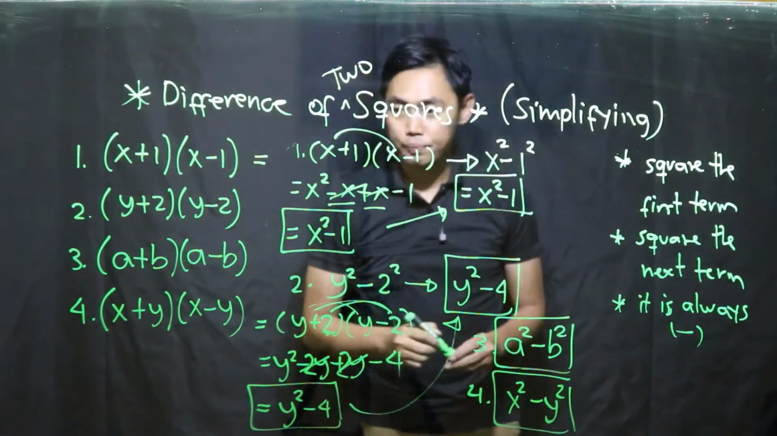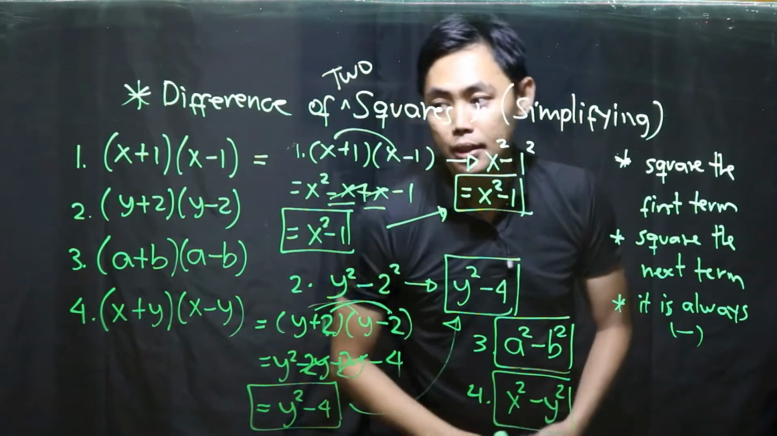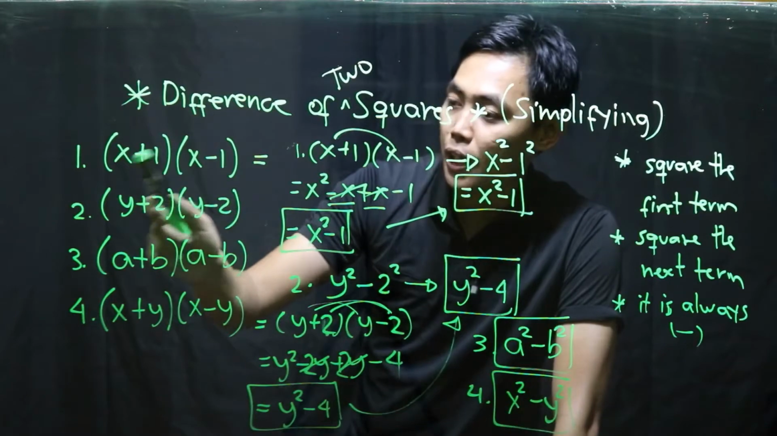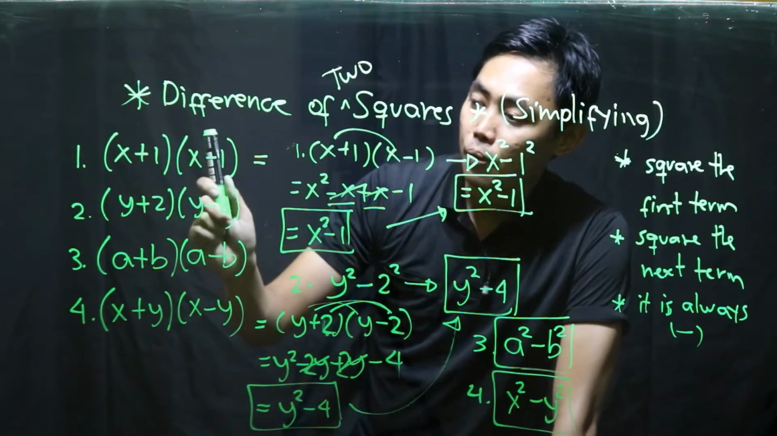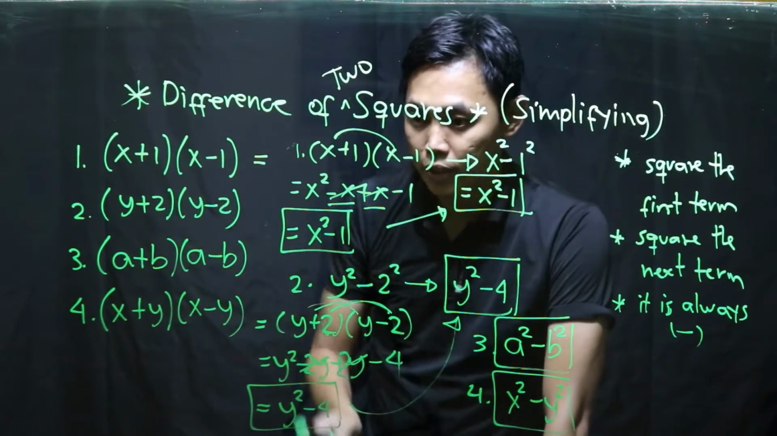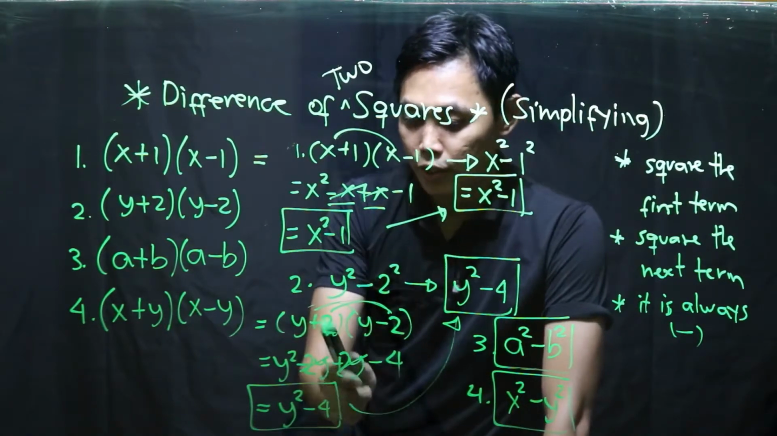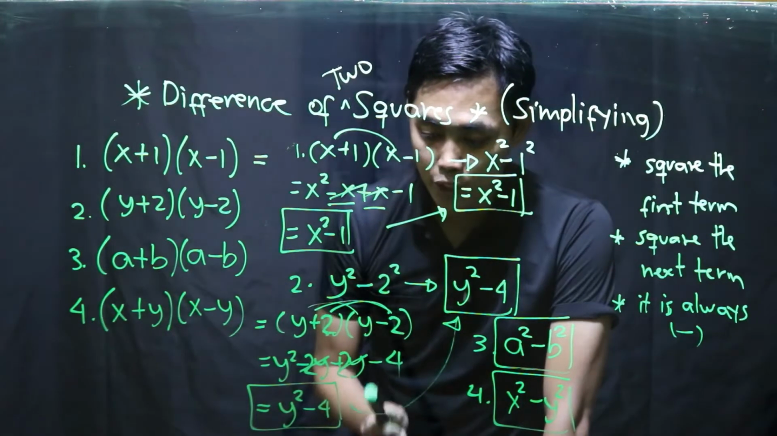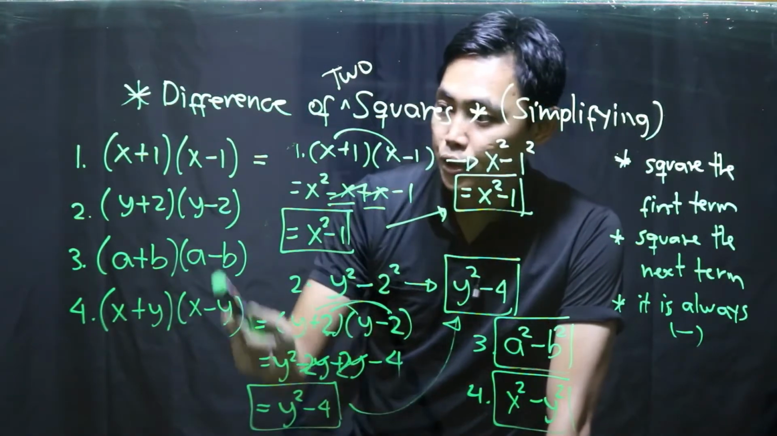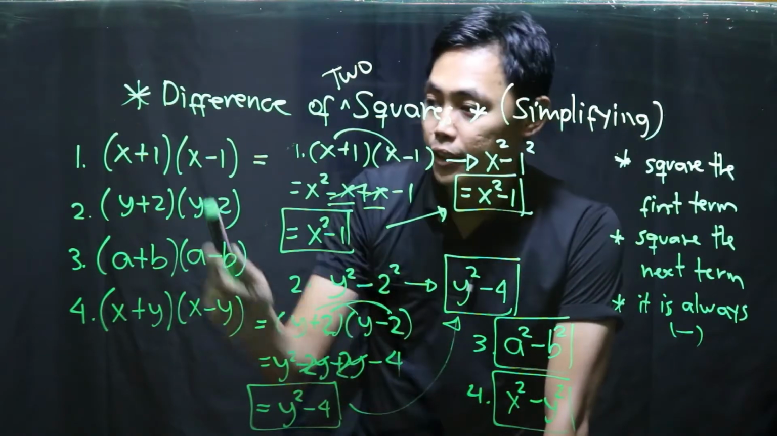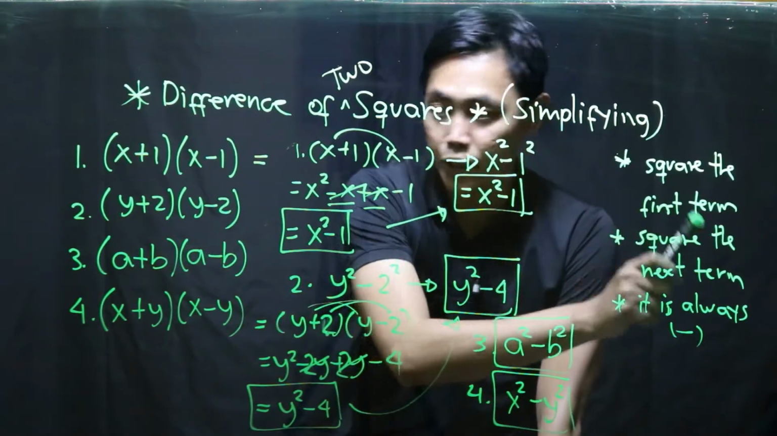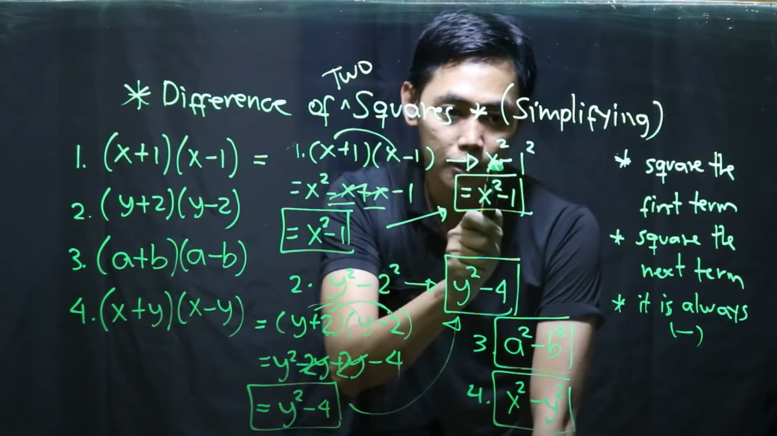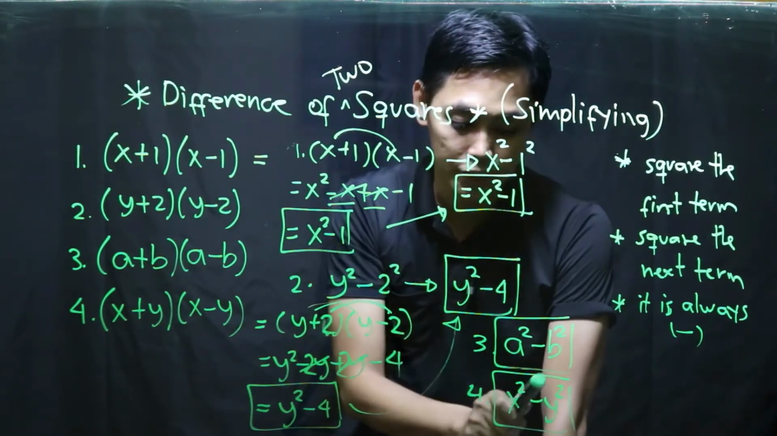So again, to recap, in solving the difference of two squares, we focus on simplifying. You can use the FOIL method, and you can arrive at the same answer. But if you want to make things easier and faster, you can use the pattern: just square the first term, then use the negative symbol, and then square the last term, and that would be your answer.